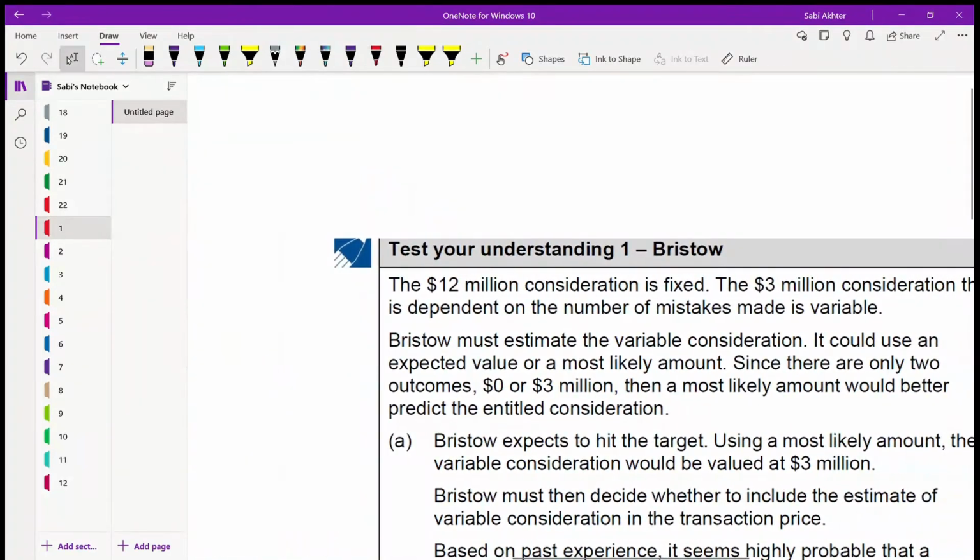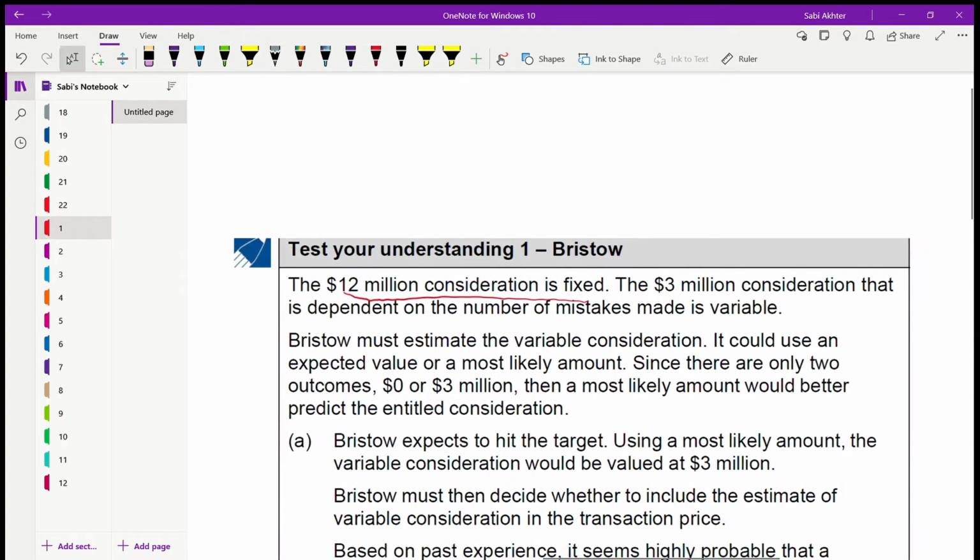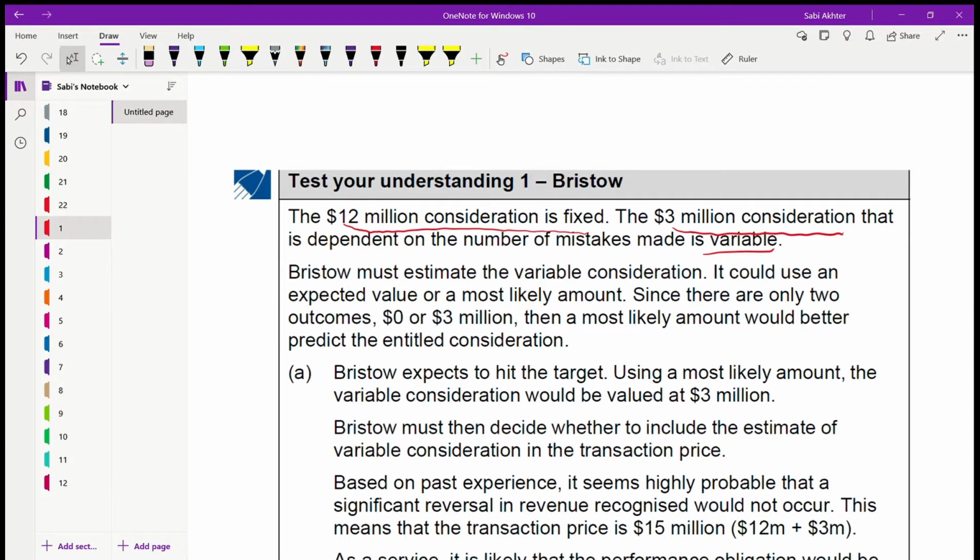The 12 million, this consideration is fixed, right? That 12 million, this is fixed. But what about the 3 million? It's variable consideration. It is known as variable because it might vary. You might receive, you might not receive. So the 3 million consideration is dependent on the number of mistakes made and is variable. If something is dependent on something, that consideration becomes variable. Bristow must estimate the variable consideration. It could use an expected value or most likely amount. Since there are only two outcomes, 0 or 3 million, a most likely amount would better predict the entitled consideration.